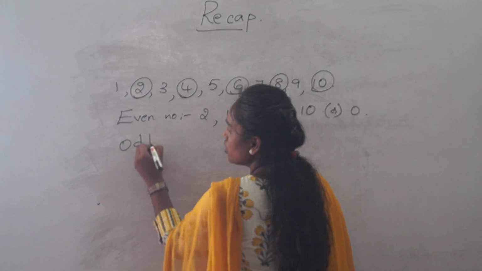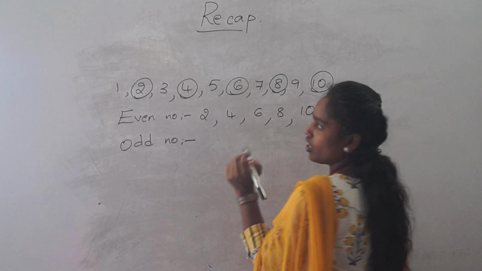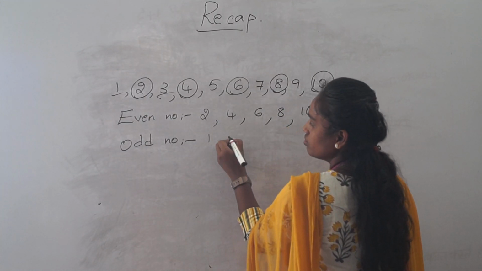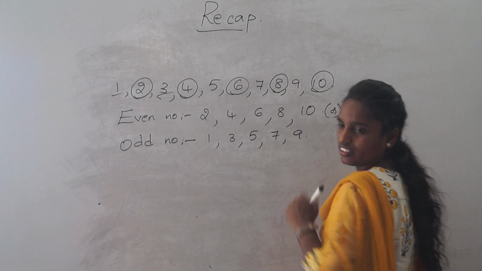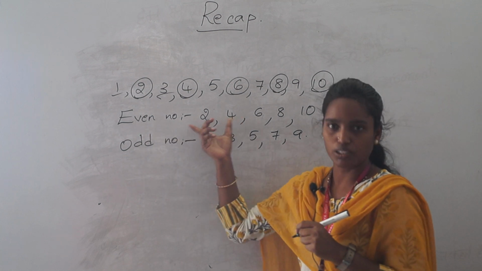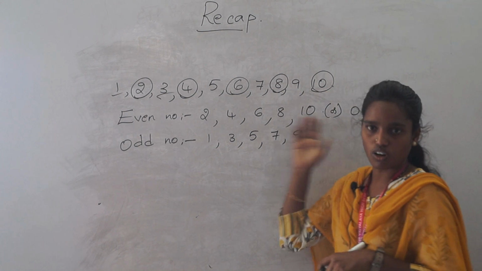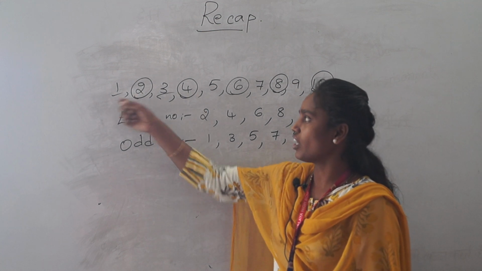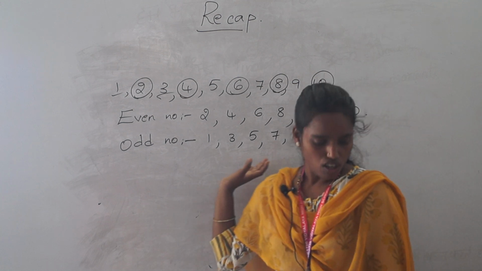What are odd numbers? The remaining numbers which are not multiples of 2 are called odd numbers. What are those, children, which I have not counted? 1, 3, 5, 7, 9. Okay, these are odd numbers. So once again, even numbers means multiples of 2: 2, 4, 6, 8, 10 and 0. These are called even numbers, and the numbers which are not multiples of 2, which I have not counted, 1, 3, 5, 7, 9, are called odd numbers.